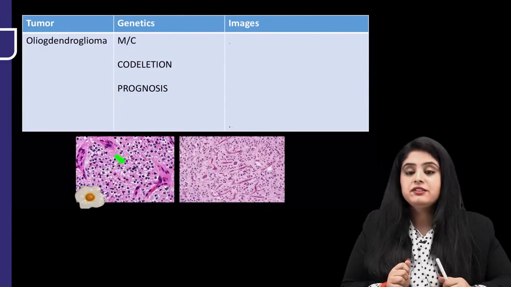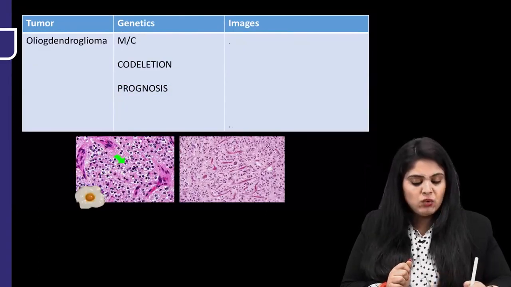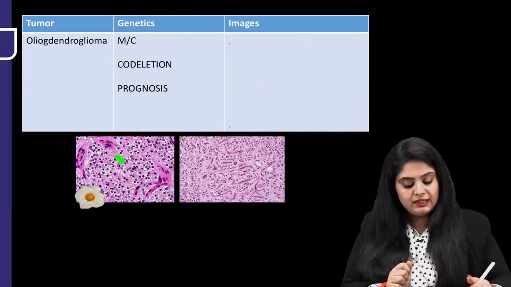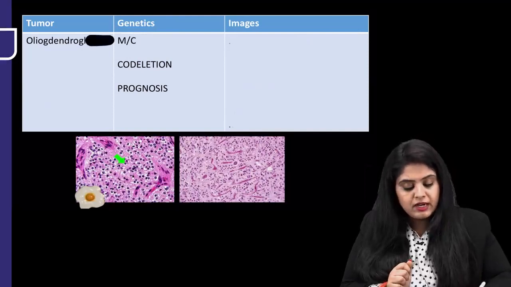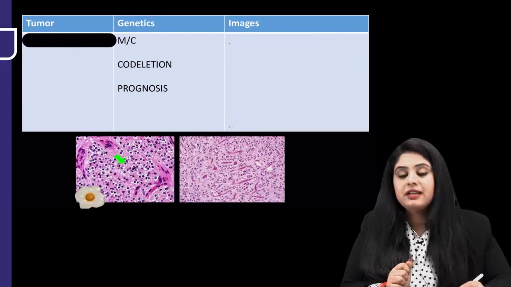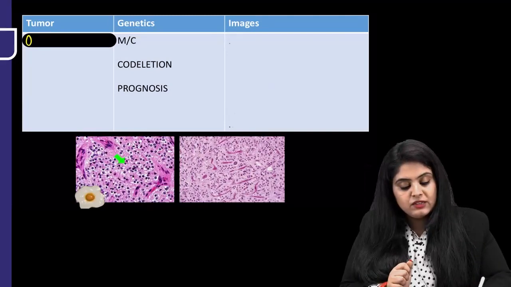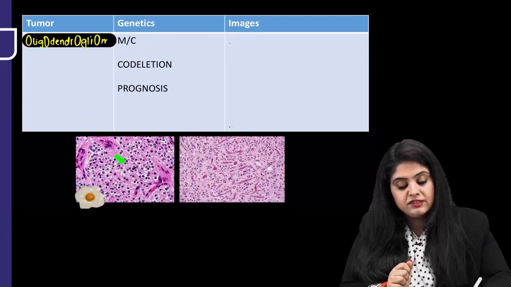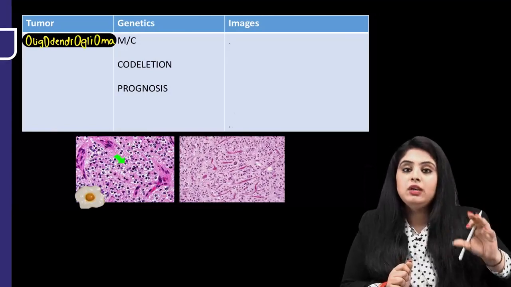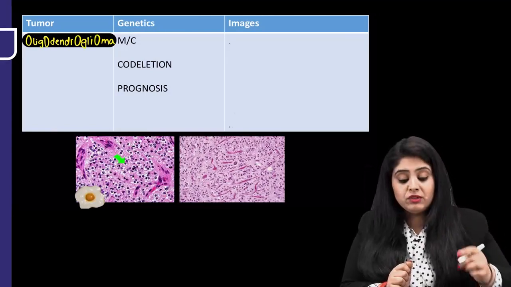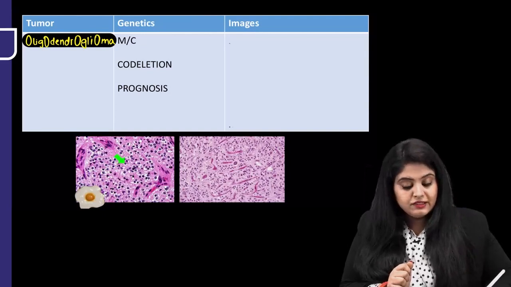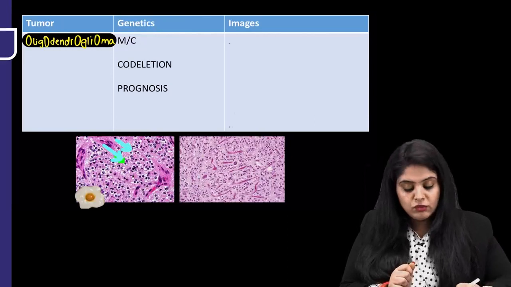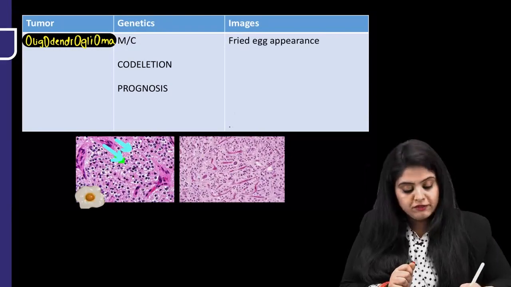Coming to the next tumor, there is a tumor which is oligodendroglioma. I don't like writing oligodendroglioma like this. I am going to erase it from here and write it the way I like to write it. So how did I write it? I have written all the eggs, the big eggs I have made, because this will always remind me that this is the tumor showing me the classical fried egg appearance. So please note, the first picture that you have to know is the fried egg appearance.